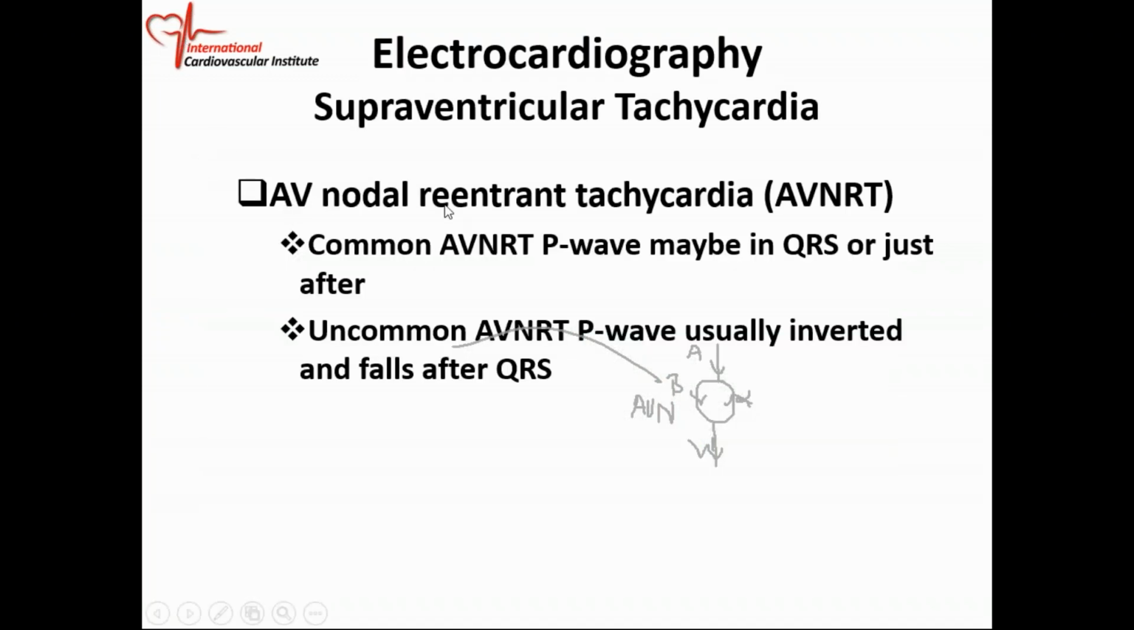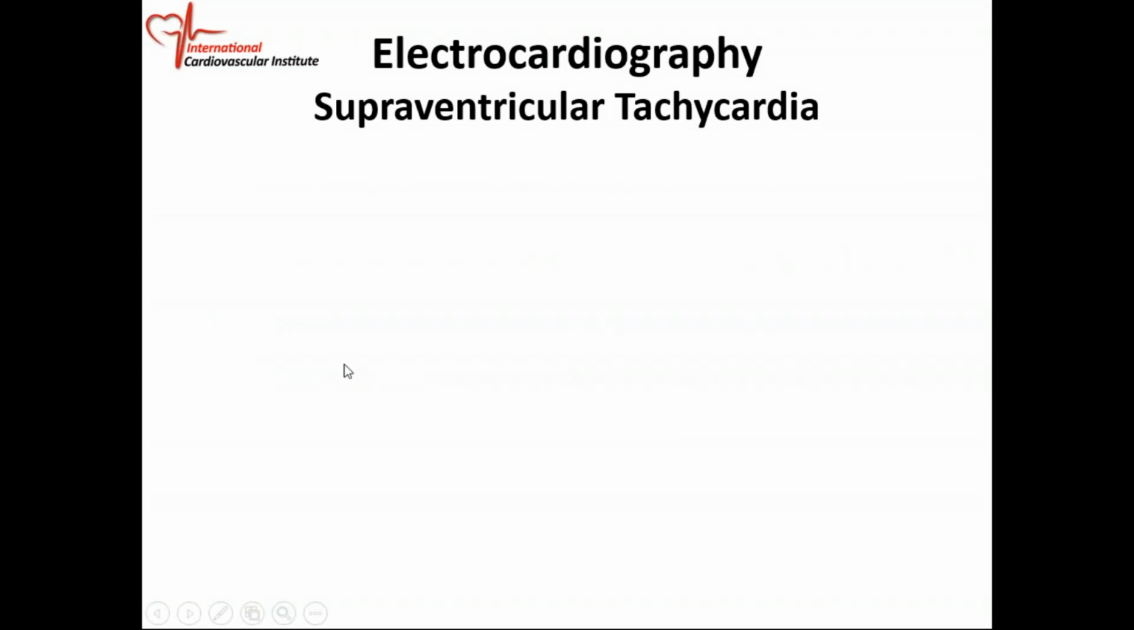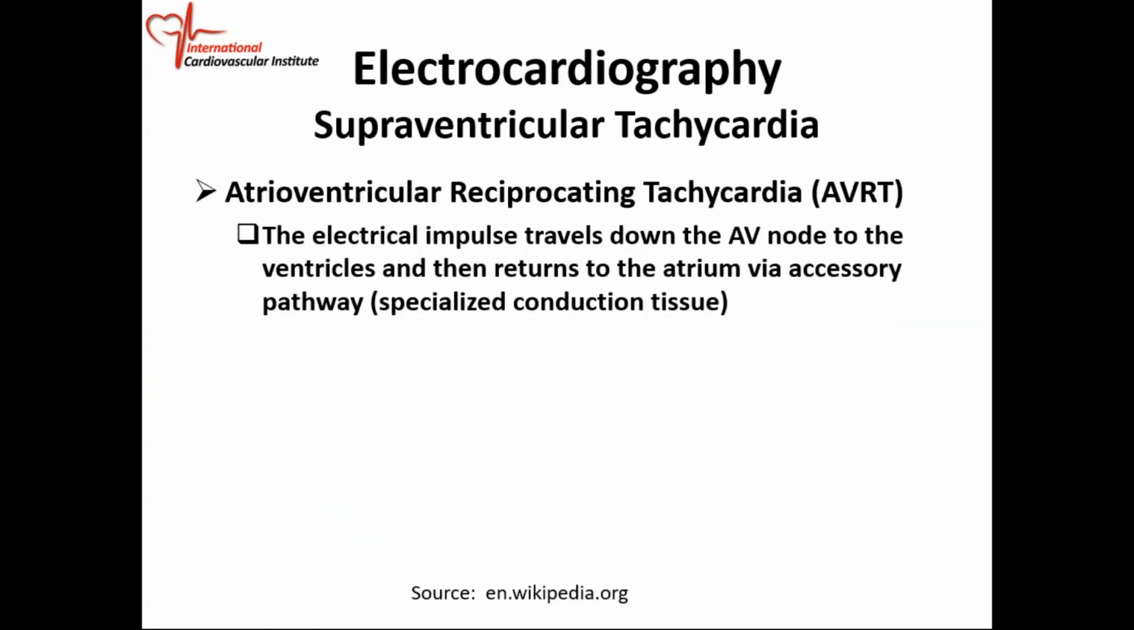All right. So AVNRT is one of the most common supraventricular tachycardias. Tachycardia means fast. We're not going to go into the difference, but anyway, in the common or typical type of AVNRT, the P wave is buried in the QRS or just comes after the QRS. And in the uncommon or atypical type, the P wave is usually some distance from the QRS complex. All right, so again, only if you need to know this. Just remember that AVNRT is the most common narrow complex supraventricular tachycardia. All right, we look at that.